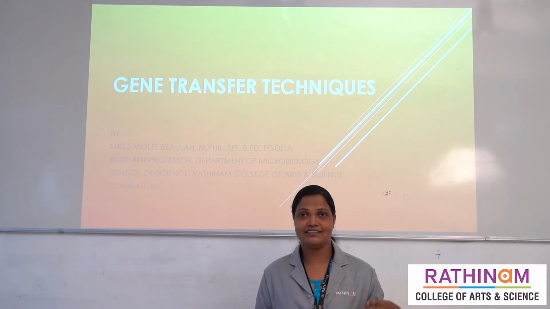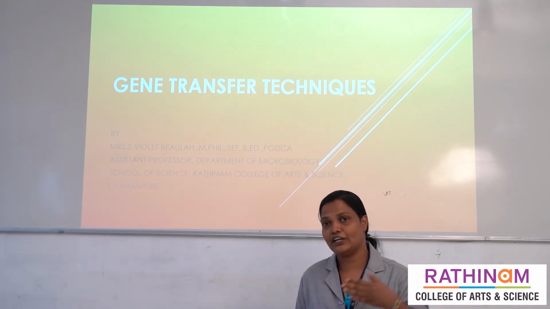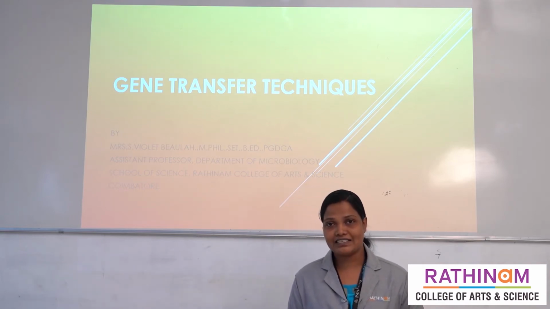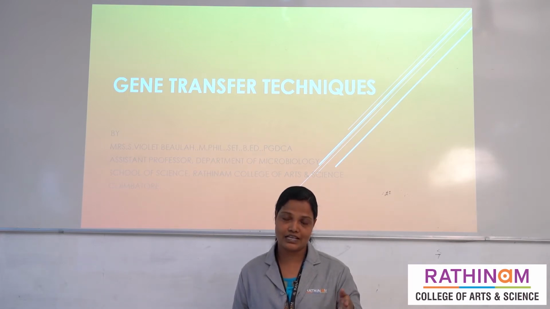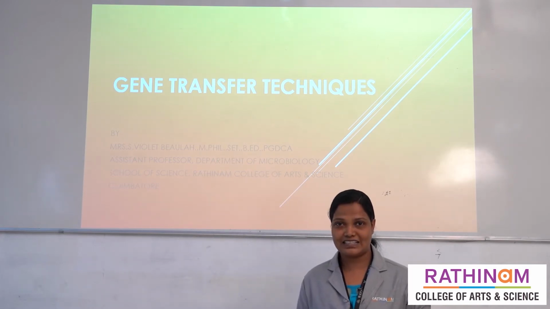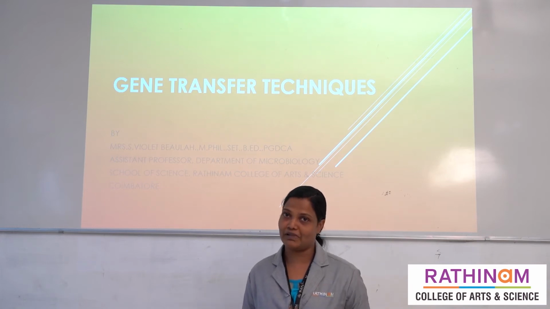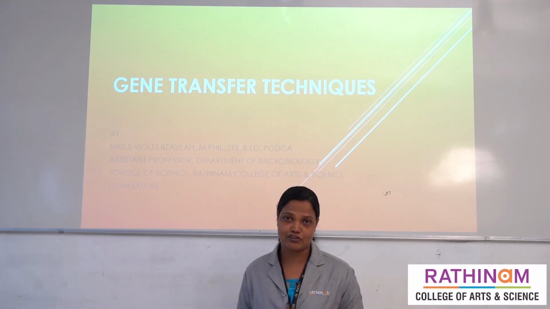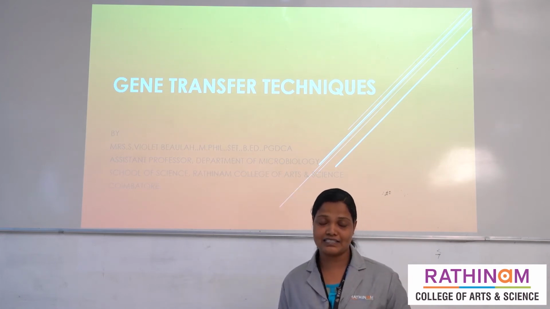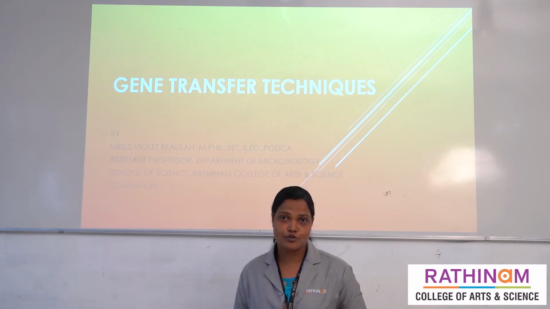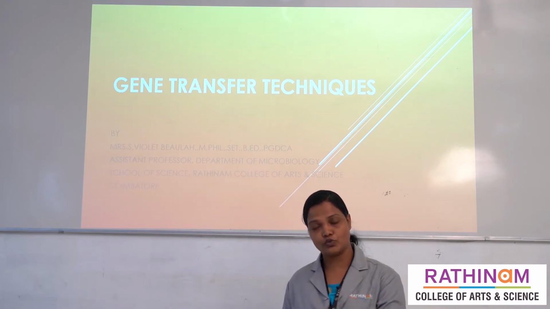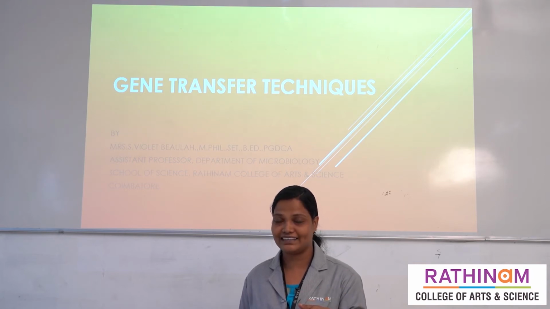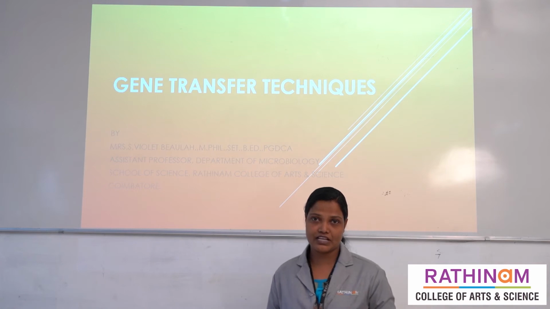Transferring this recombinant DNA into the host cell is not easy. If we take a plant cell, it has a cell wall made up of cellulose, a very thick layer which protects the plant cell. If we take a bacterial cell, it is made up of peptidoglycan and a plasma membrane, and some bacteria also have capsules. So, the DNA cannot enter the bacterial cell easily. It is a difficult process.